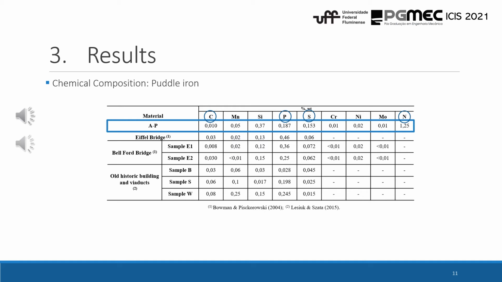Looking at the chemical composition of all the structures and comparing the results between them, we can see, for example, that all of them have a high amount of phosphorus. But at the same time, if you compare the amount of phosphorus of each of them, you can see that there is a high disparity between the results, showing that this material is not homogeneous.